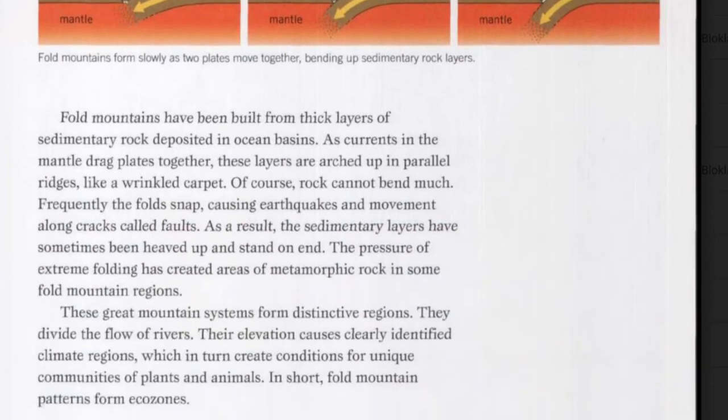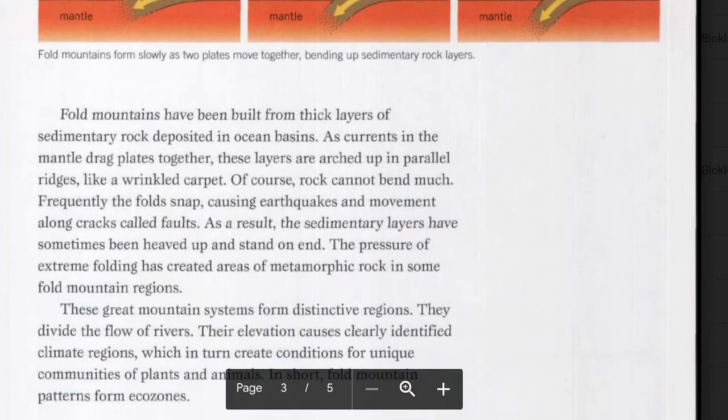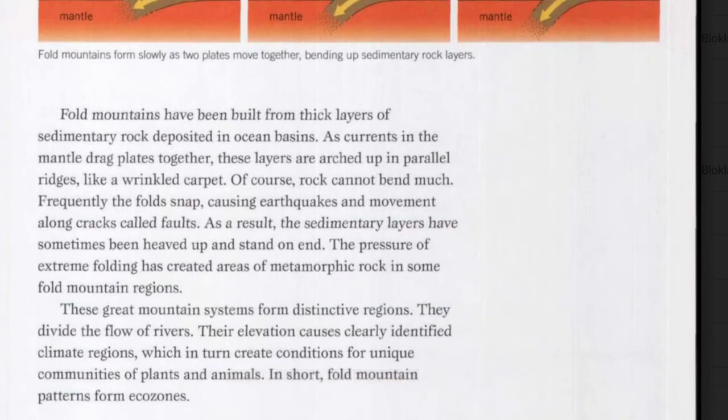Fold mountains have been built from thick layers of sedimentary rock deposited in ocean basins. As currents in the mantle drag plates together, these layers are arched up in parallel ridges like a wrinkled carpet. Of course, rock cannot bend much. Frequently, the folds snap, causing earthquakes and movement along cracks called faults. As a result, the sedimentary layers have sometimes been heaved up and stand on end. The pressure of extreme folding has created areas of metamorphic rock in some fold mountain regions.